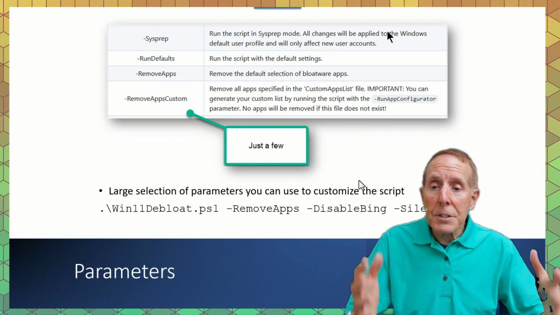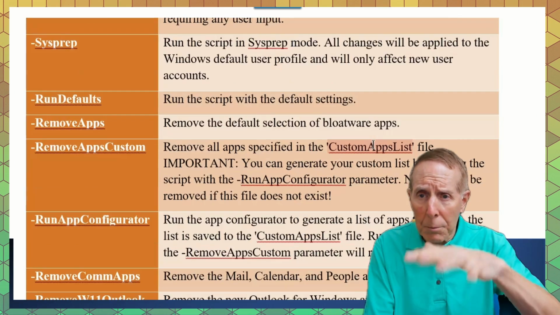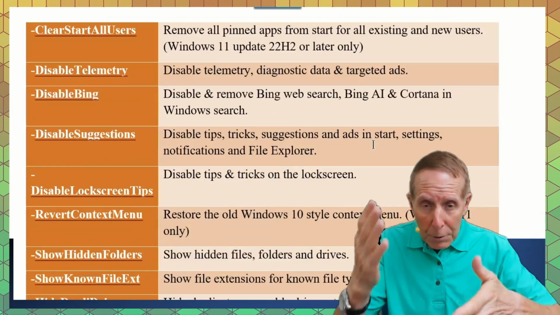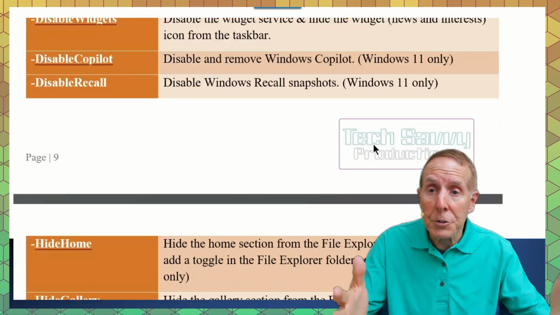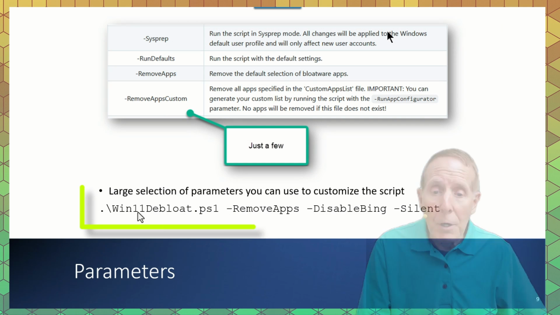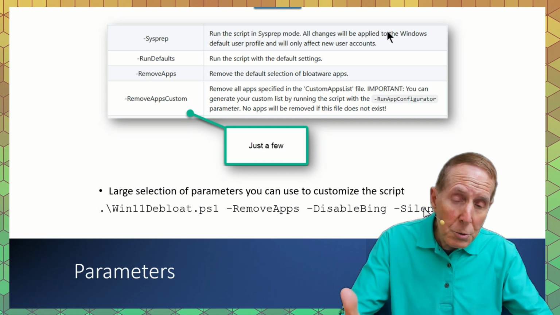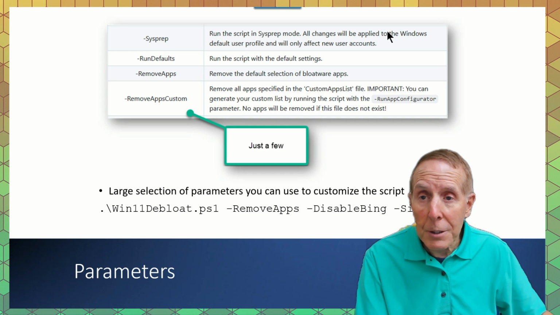Now there are lots of parameters with this PowerShell script. So there's a long column of parameters on the GitHub site and you can peruse through them and see which one works best for you if you want to do it with a parameter. So you can see down here an example of the PS1 and a couple parameters are being put in there. So you can see there's quite a list. You can choose what parameter you want and you can use these parameters to customize the script.